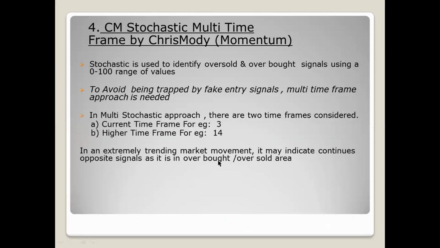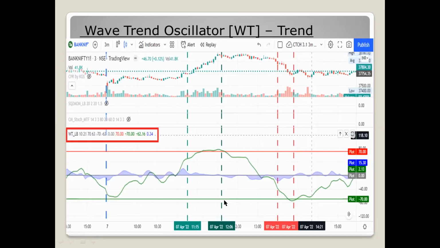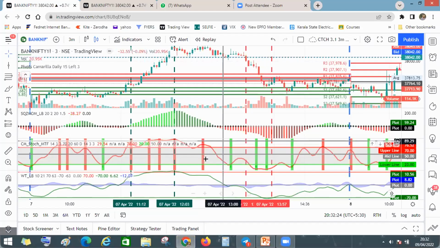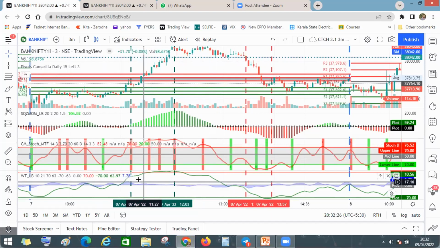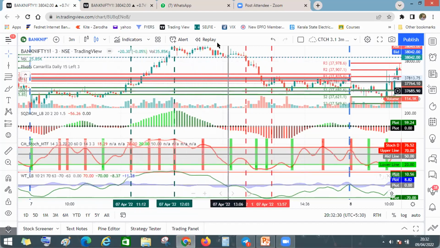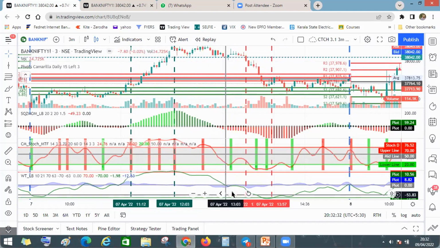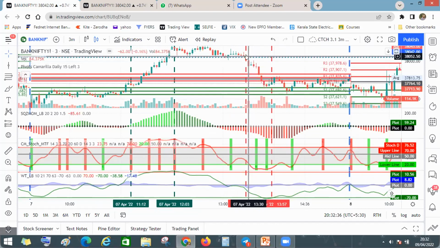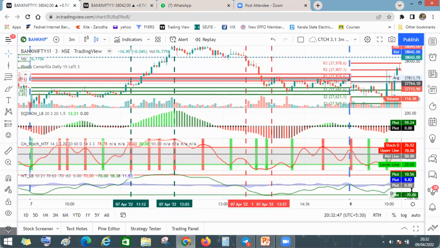So I will show you the TradingView. Same thing only. Here the market is going sideways. Then if you look at this area, after 1 o'clock, the market has gone into a bearish trend. Then the wave trend oscillator, I hope you can see it.